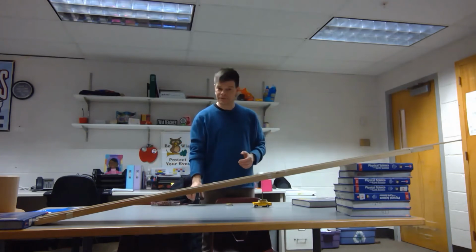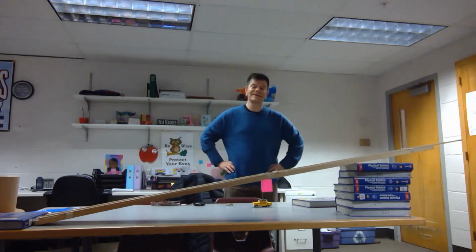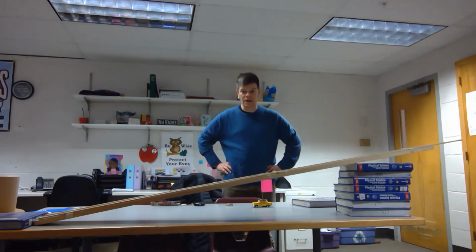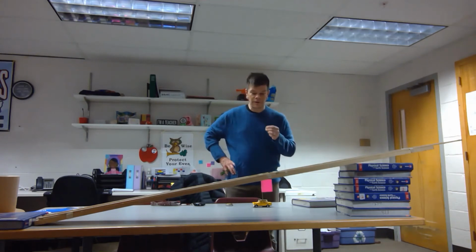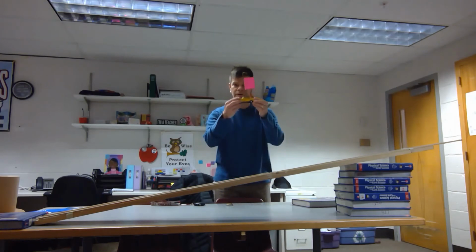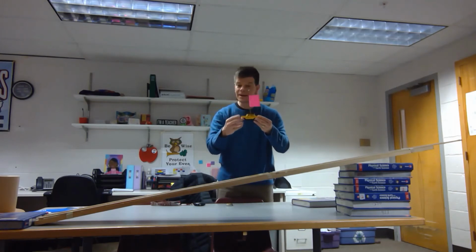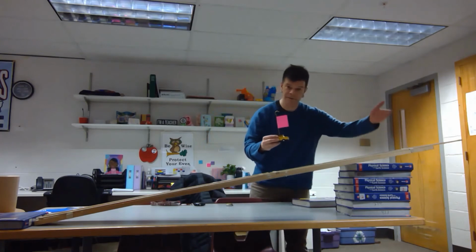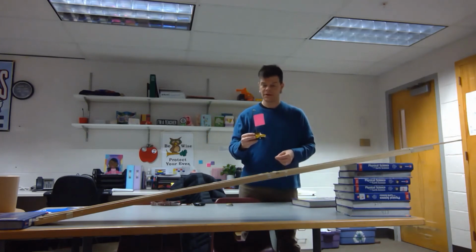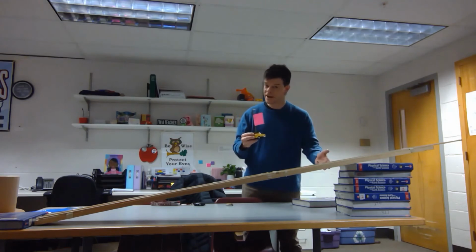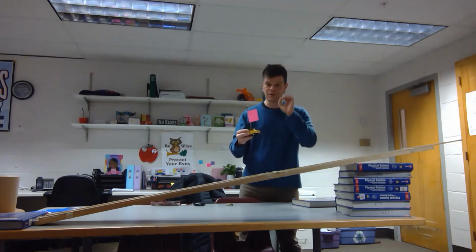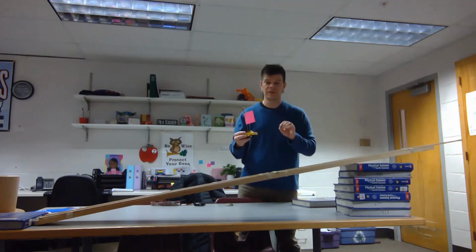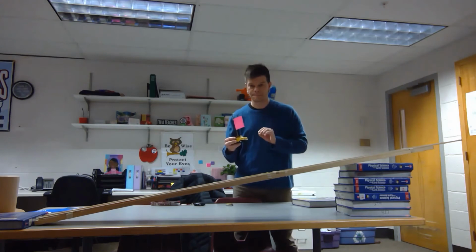Now your constant variables, those are the variables that you have to keep the exact same every time you send the car down. So I'm changing the steepness of the ramp. That's my independent variable. Therefore, I'm going to keep the mass of the car the same at all times. And I'm going to keep the start line of the car the same at all times. So every time I change the steepness of the ramp, I'm not going to change the start line and the mass of the car. I'm going to keep them constant.